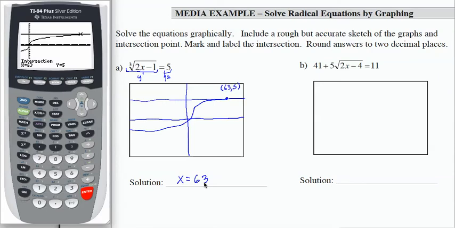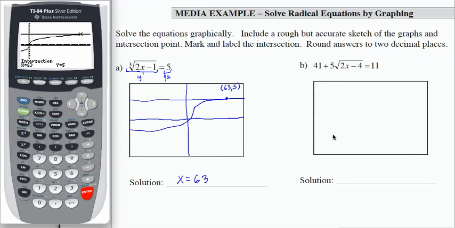So be very clear on the process here and what's going on. I'm trying to solve the equation, so I'm entering 2 functions into my calculator to see where they intersect. The x value of that intersection is the solution to the original equation.